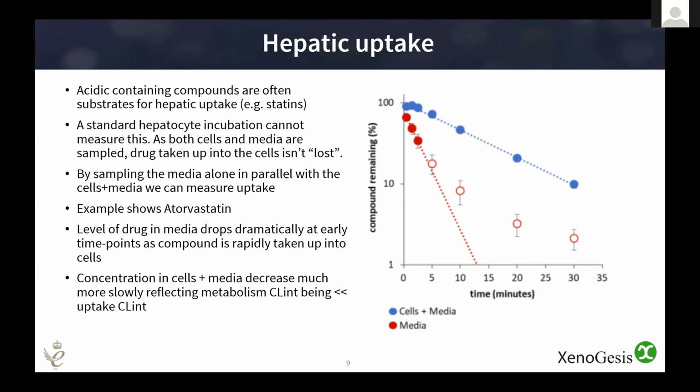And a classical example here is the statins, and this is some data that we generated in our lab with atorvastatin, where you can see in this traditional assay in blue, then actually we're just getting what looks like a first order process, elimination. But actually when we look at media, you can see we have an initial faster rate, followed by the lines then paralleling. And that initial rate is actually the compound going into the cells very, very rapidly.